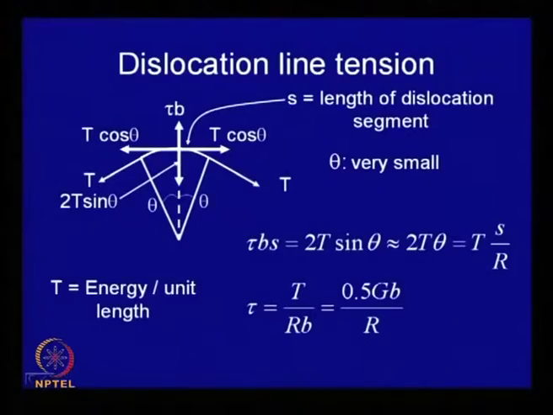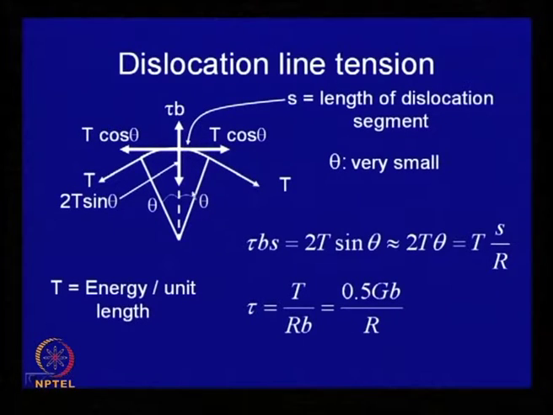Something similar is happening, which is shown over here. This is the dislocation line, and we can say that along the line there is a line tension acting on it, and this is the stress which has been applied to the dislocation. So, this is the force which is trying to bend the dislocation, and when the dislocation bends, its length increases, and since it has a line tension, it will have a natural tendency to shorten itself. So, there will be a restoring force acting on it, which is shown here.